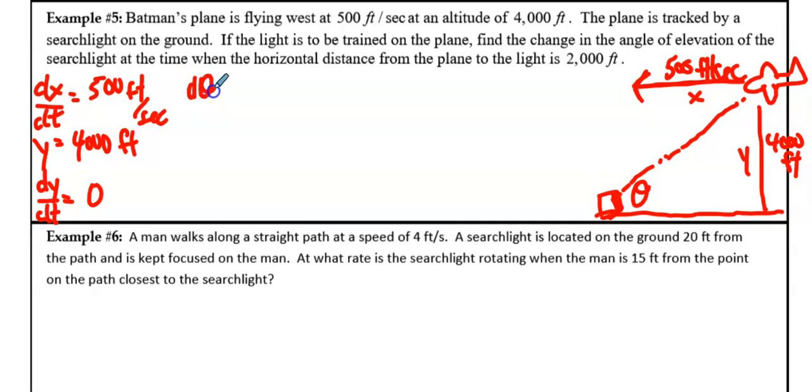So we need to figure out what the change in theta with respect to time is, at the time when the horizontal distance from the plane and the light is 2,000 feet. So the horizontal distance, which would just be any horizontal line right here. So I draw a line here and here, this distance would be the 2,000. So that basically just means that x is going to be equal to 2,000. All right, so we can go ahead and make this x, and we can make this 2,000 feet.